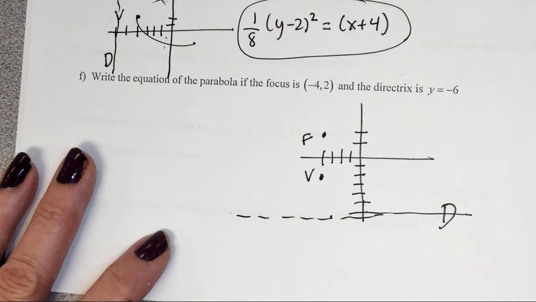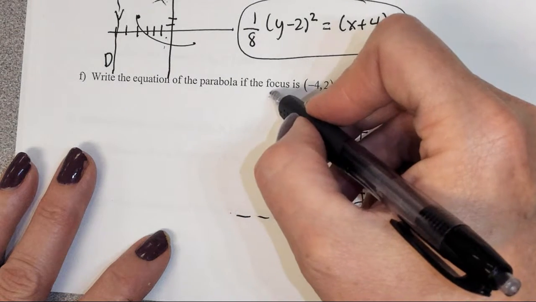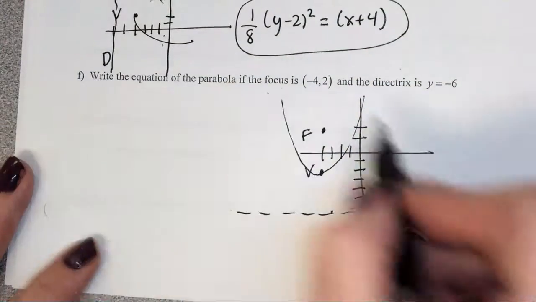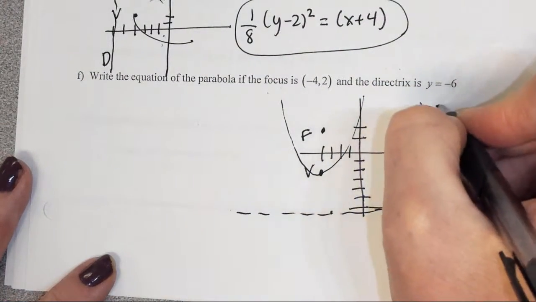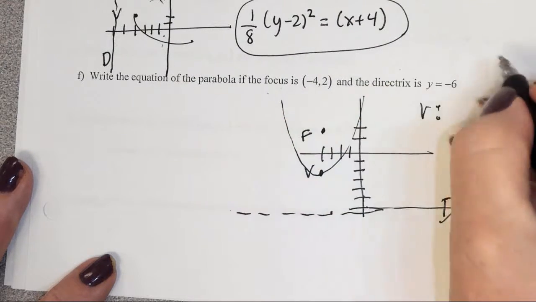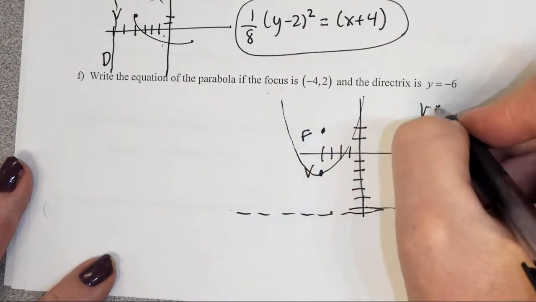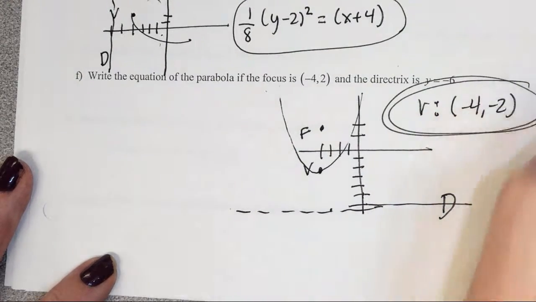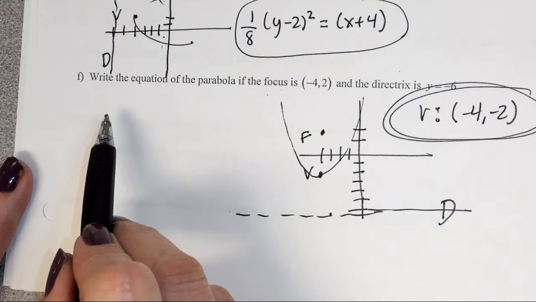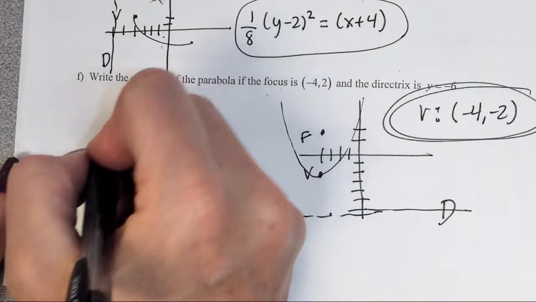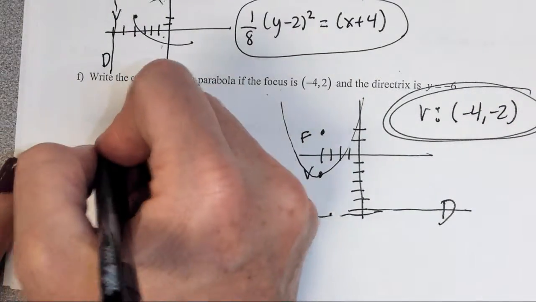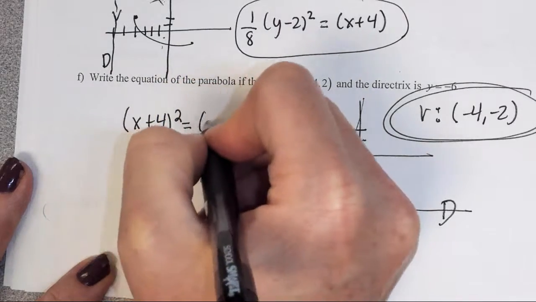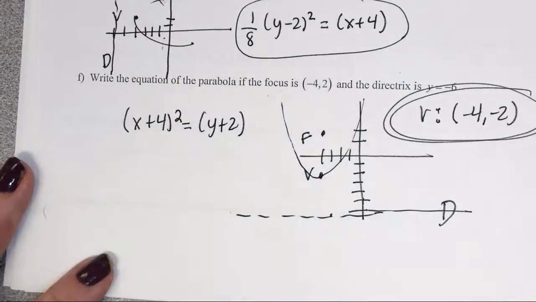Which way is it going to open? Up. What's going to get squared then? X. So I already know this vertex. I like to write the vertex because sometimes it's tempting to use that focus, which I just kind of read it wrong even, but there's that vertex. That's what I'm going to use when I go to write this. So it's going to have to be, what's getting squared is the x, so it's going to have to be x plus 4 squared equals y plus 2.